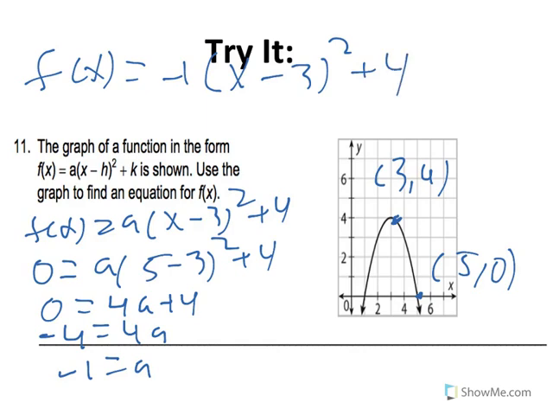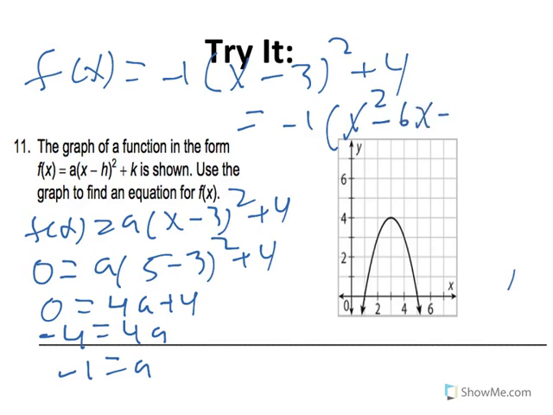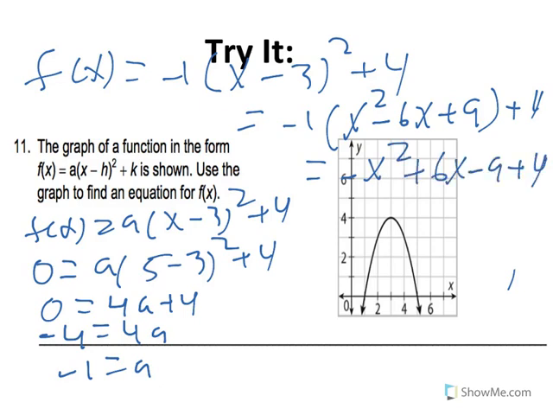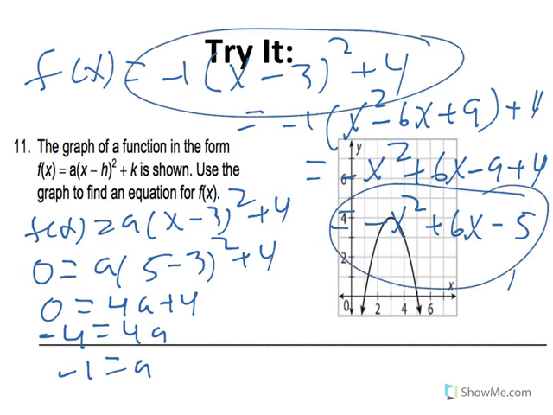Right, and the one in standard form, so let me erase this. So this gives us negative 1 times x squared minus 6x plus 9 plus 4, so then negative x squared plus 6x minus 9 plus 4 equal to negative x squared plus 6x minus 5. So this is standard form and this is the vertex form.